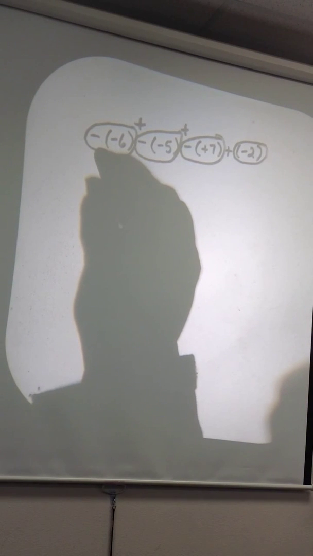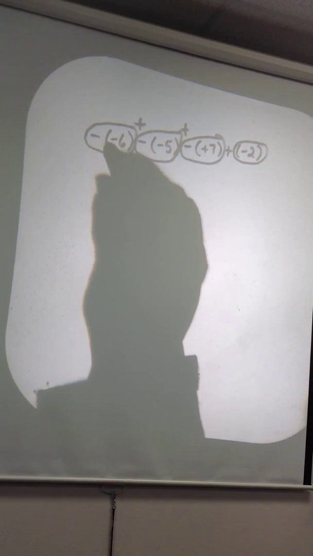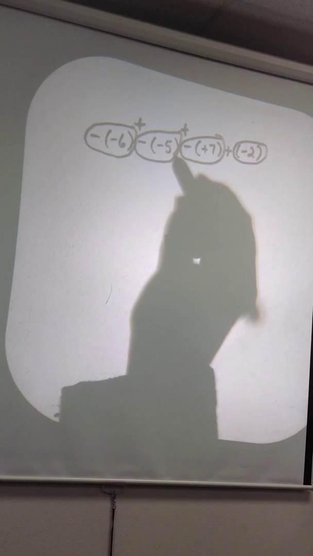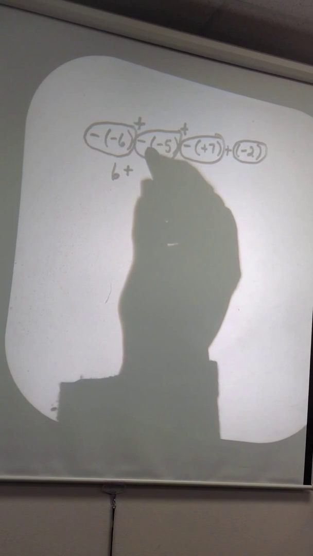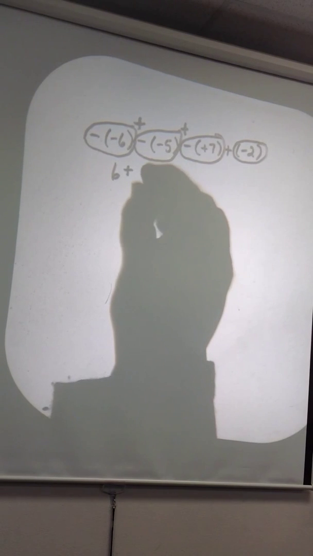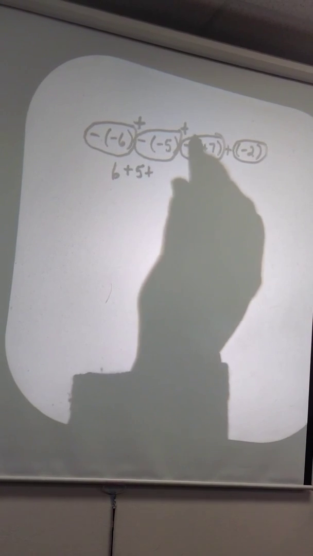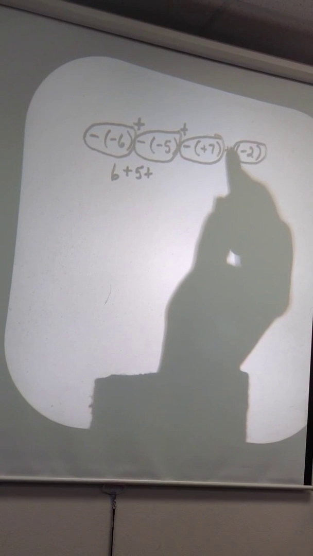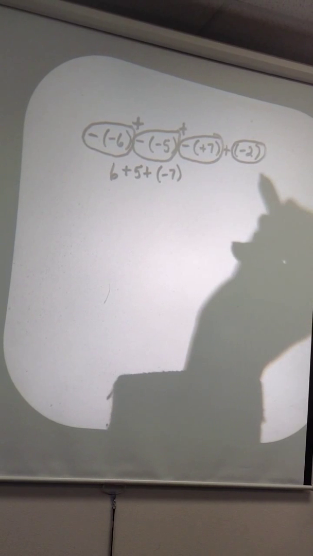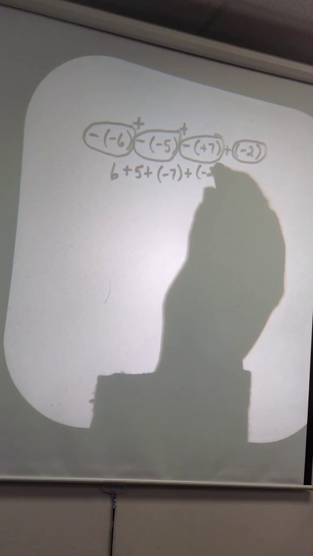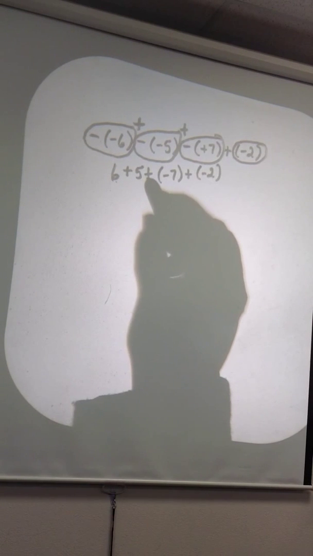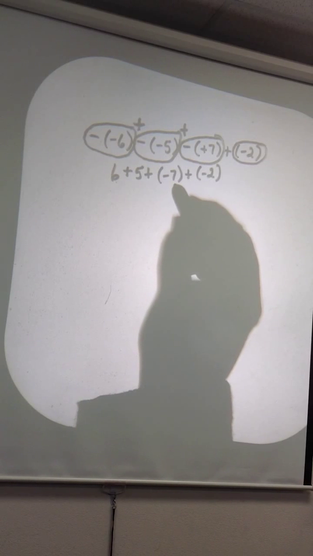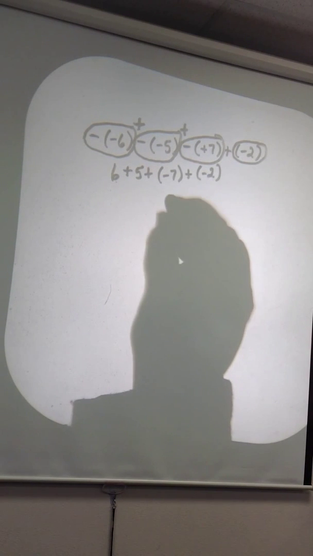All right, so now then, we're doing what you were asking about, Emma. We've got the opposite of -6. What is the opposite of -6? 6. There's the plus sign. The opposite of -5. Right? Plus, there's the plus sign. The opposite of 7. Plus -2. You add these with me, okay? 6 plus 5 is 11, plus -7. 4. Okay, plus -2. 2.